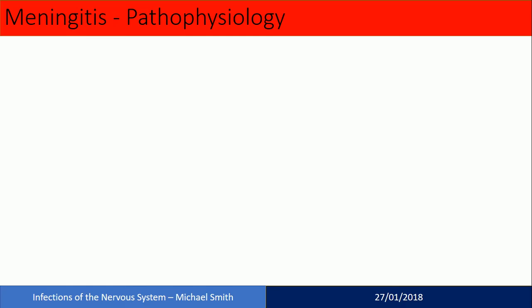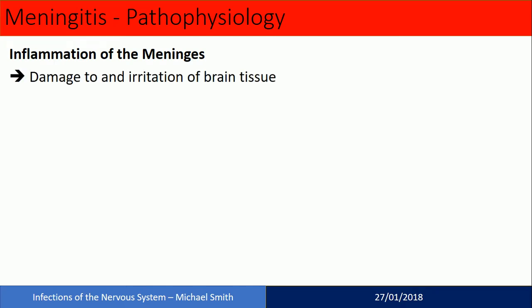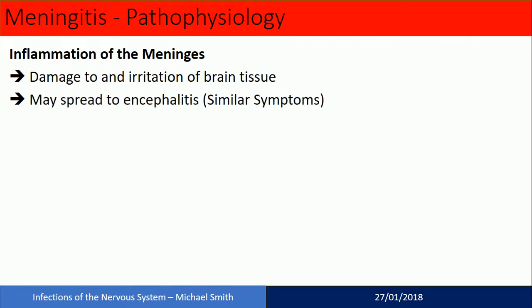So, meningitis. What exactly is it? Well, as the name implies, it's inflammation of the meninges. It most commonly affects the arachnoid mater, and it can cause damage to itself and irritation of the brain tissue. The infection may also spread to the brain tissue and cause an encephalitis, and that's why encephalitis presents with very similar symptoms to meningitis. However, there are a few differences which I'll discuss later.